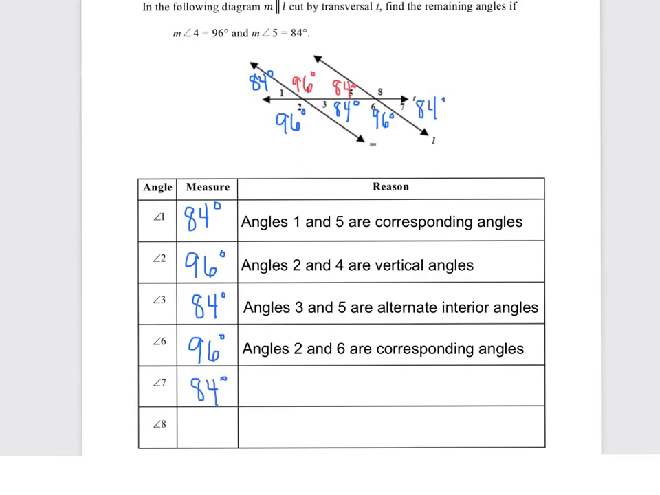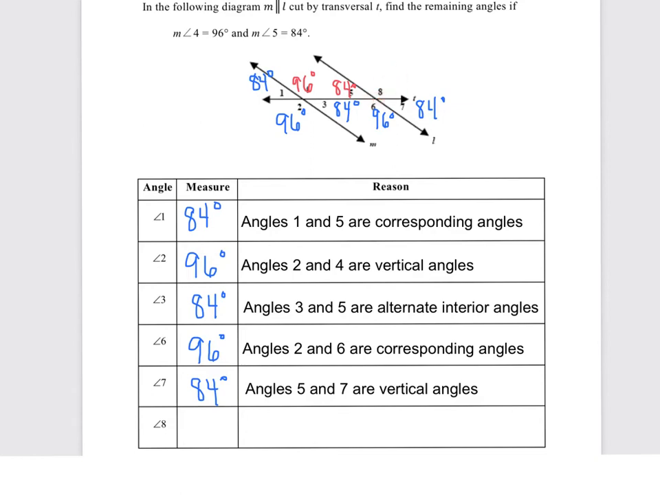And my reason? Because angles 5 and 7 are vertical angles. Again, you can also state angle 3 and angle 7 are corresponding angles. Both reasons are correct.